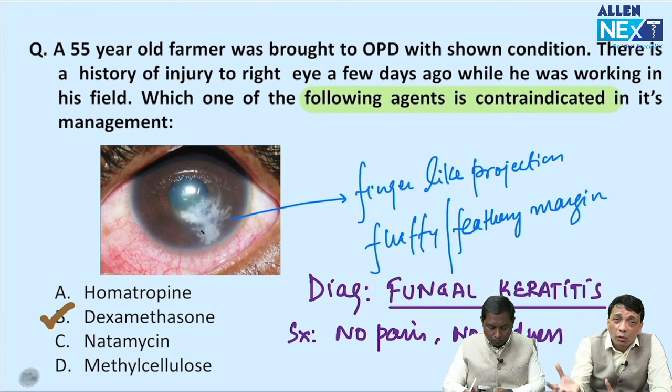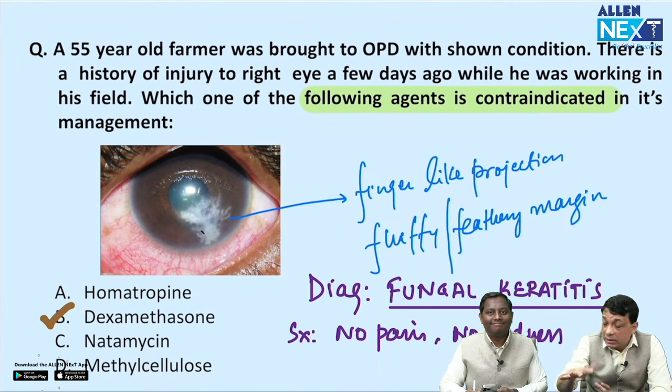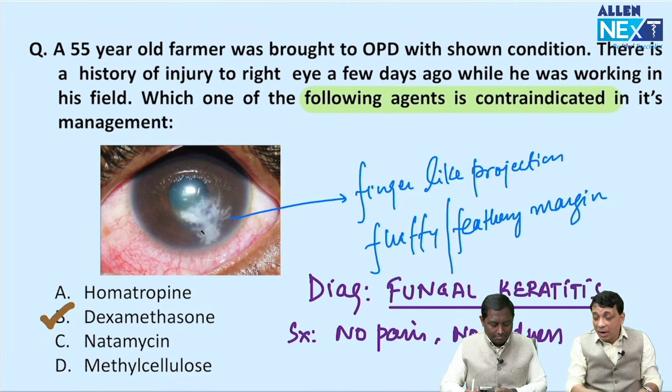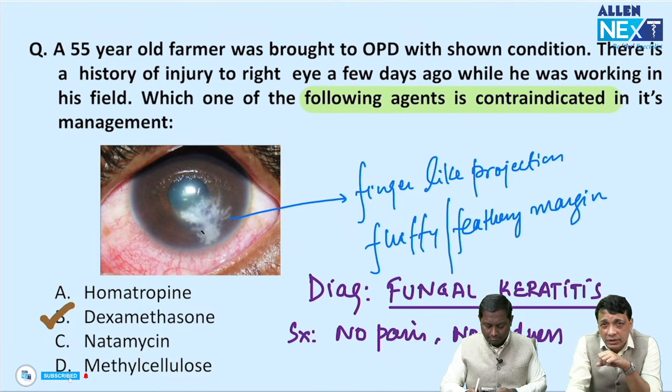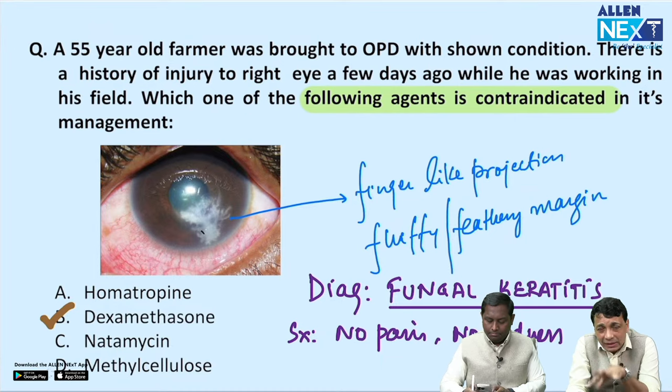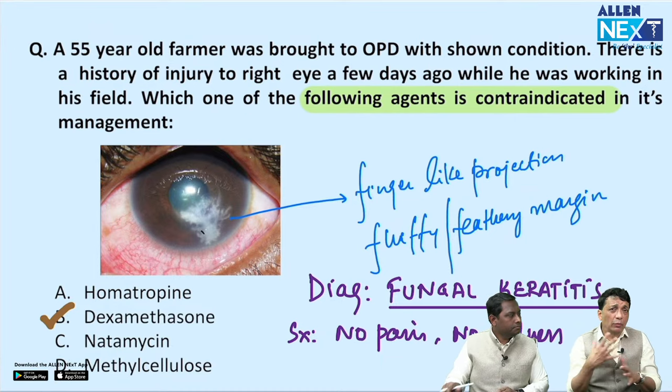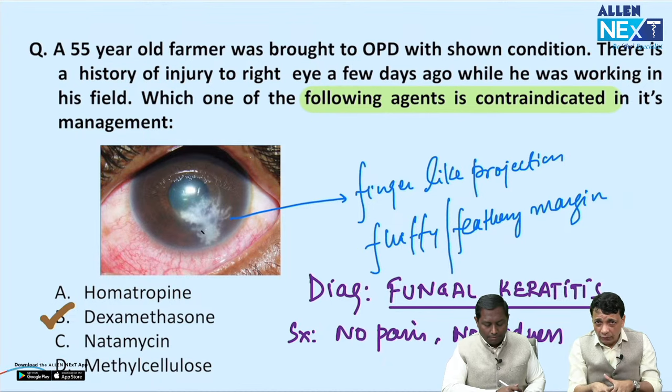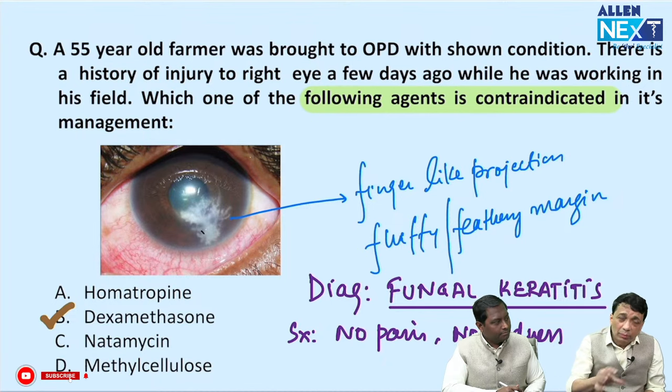It is like putting ghee on fire. It will spread like mad. Please remember, we do use steroids sometimes in ulcers, though not in fungal ulcers. Why so? Because we try to prevent the scarring. So, if you put steroids, we do put it sometimes.